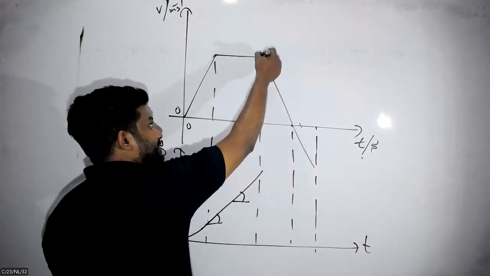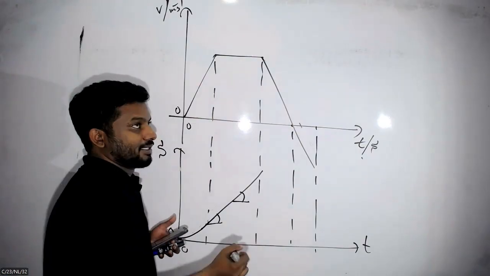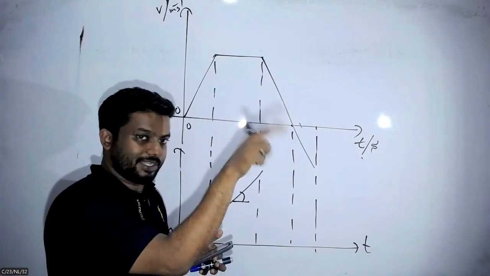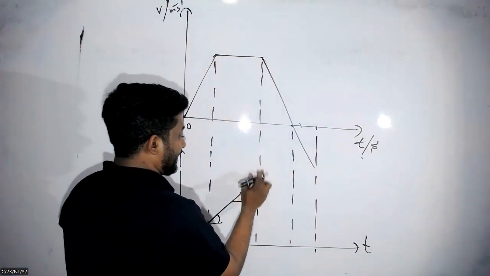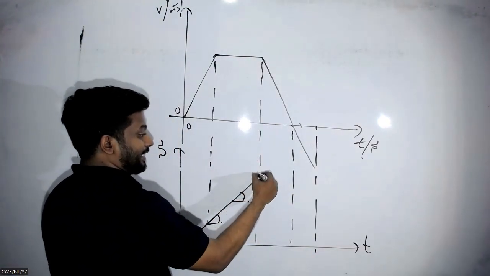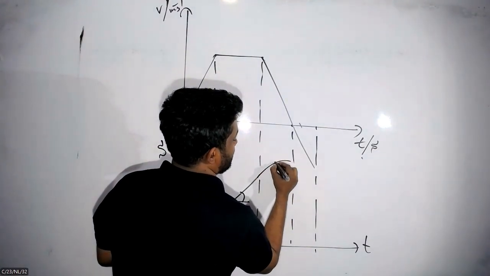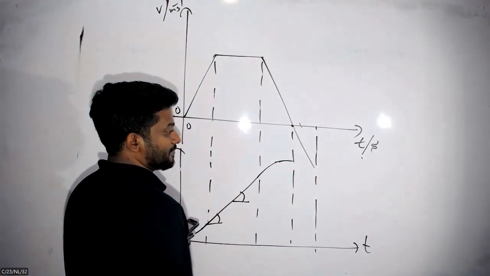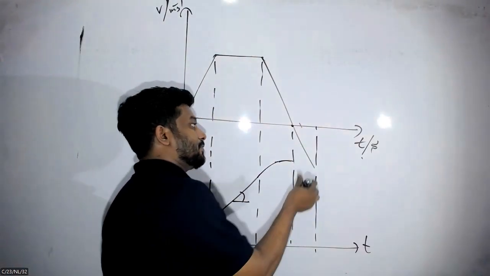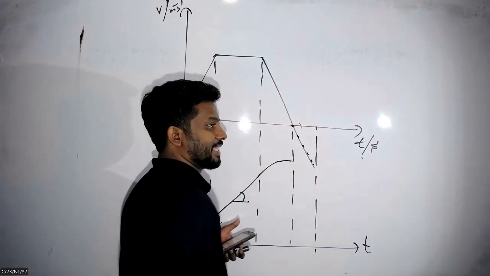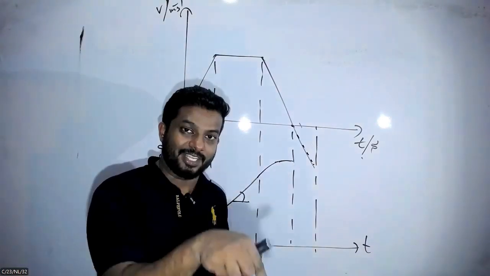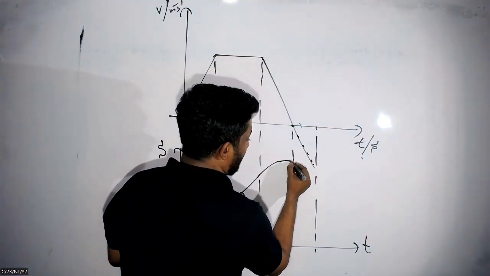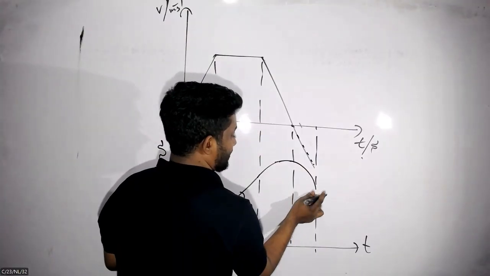Then you can observe that this positive velocity decreases. That means the gradient of your ST graph should positively decrease. When it positively decreases, the acute angle decreases. This is the shape. And this means alpha should be equal to 0. Then the velocity becomes 0. Then you can observe that this negative velocity increases. That means the gradient should negatively increase. When the gradient negatively increases, the obtuse angle should decrease.